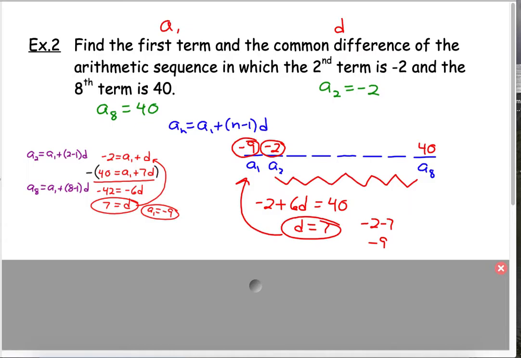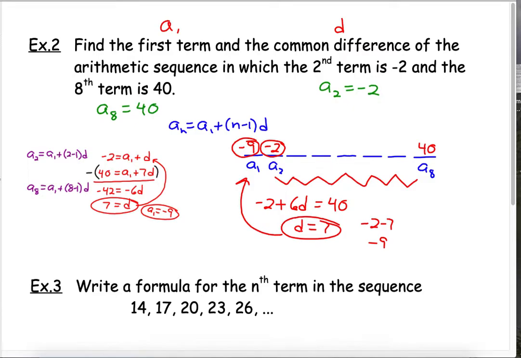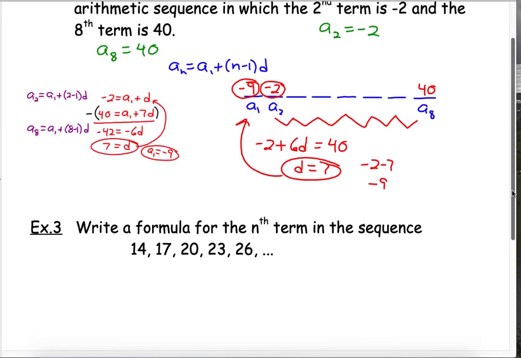So, different ways to find the answer. Either way is fine, but I think it's important that you understand conceptually what's going on. Don't just try and memorize formulas. All right, let's try another example.